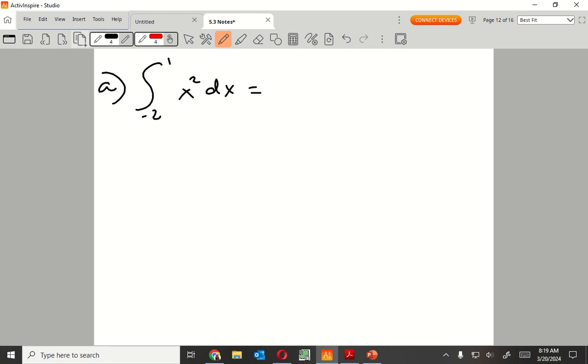Add 1 to the exponent, and then instead of bringing it out front, divide. So I'm going to divide by that new number, because in a derivative this would become 2x, but then the antiderivative goes the other way, so this is going to be x to the third over 3. Okay, add 1 to the exponent and then divide by the exponent. And my bounds say I'm going to take this from -2 to 1.